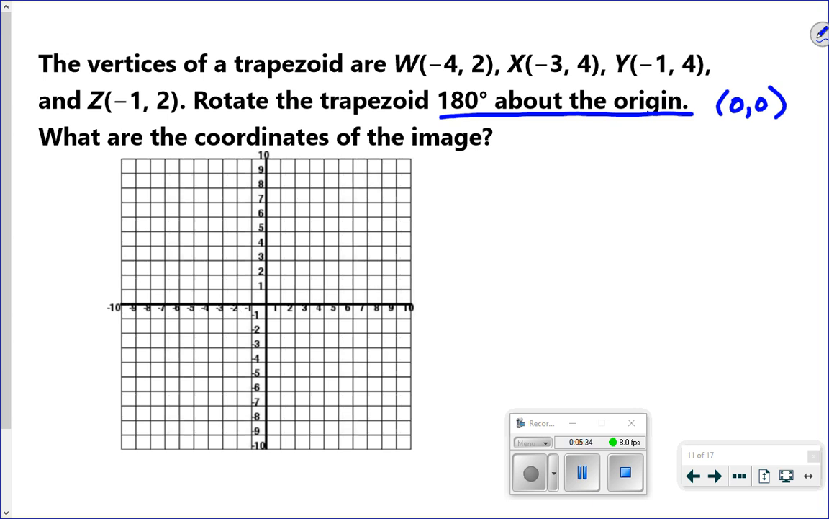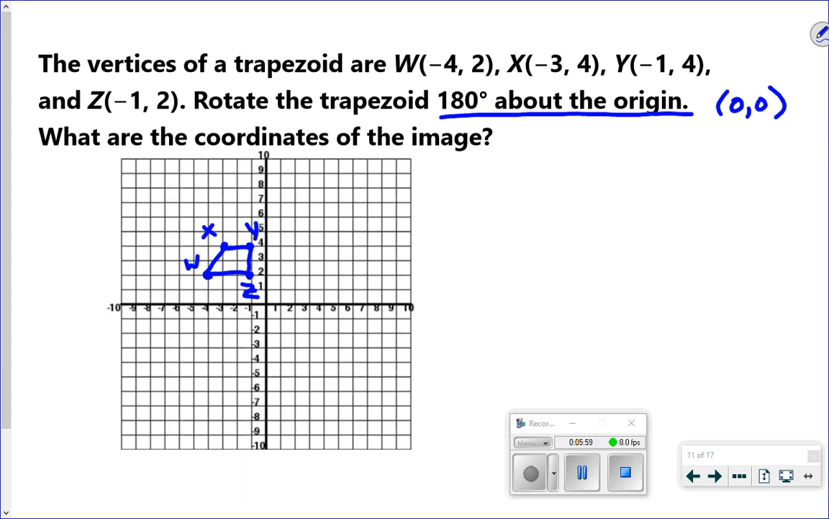Okay, so I'm going to start by plotting my points. W is at -4, 2. So -4, 2, here's point W. X is -3, 4. So -3, +4, here's X. Y is -1, 4. So that's Y. And then Z is -1, +2. All right, so we're going to go ahead and connect those, make them into our trapezoid.